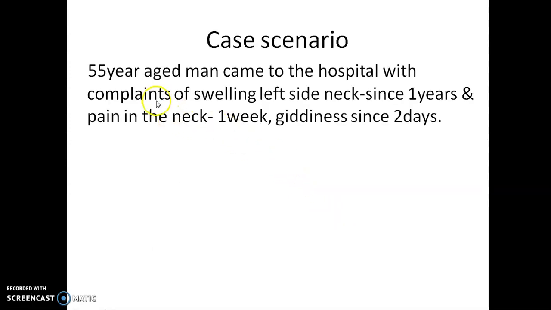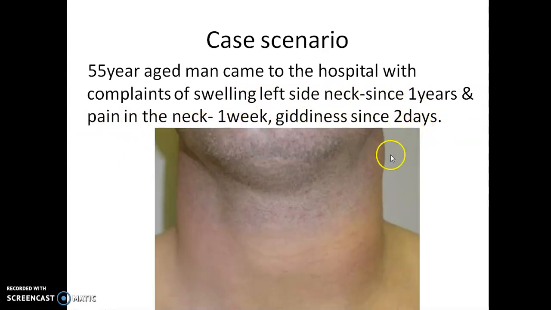Coming back to the clinical scenario: a 55-year-old man came to the hospital with complaints of swelling on the left side of the neck since 1 year, pain in the neck since 1 week, and giddiness since 2 days. So here is the person, here is the swelling. It cannot be a thyroid swelling because a thyroid swelling will be here. It is over here, so it can be a lymph node swelling.